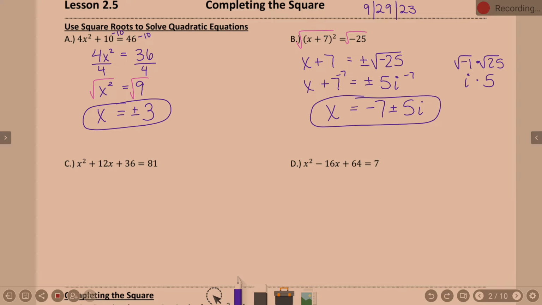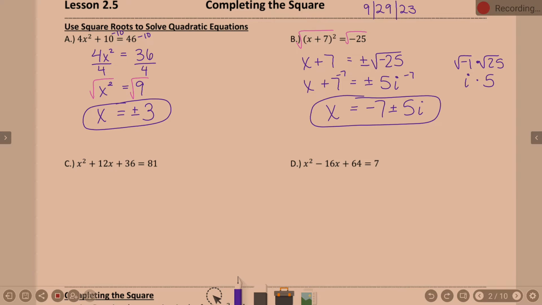Now, notice, how many answers am I getting on all these problems? Plus or minus 3 would mean positive 3 and negative 3. So that's 2 answers, right? Negative 7 plus or minus 5i. 2, because it's negative 7 plus 5i and negative 7 minus 5i. So we're always going to be looking for 2 answers when we're solving these quadratic equations.